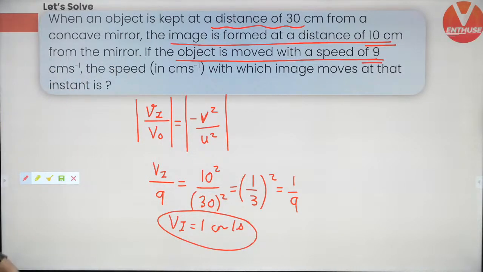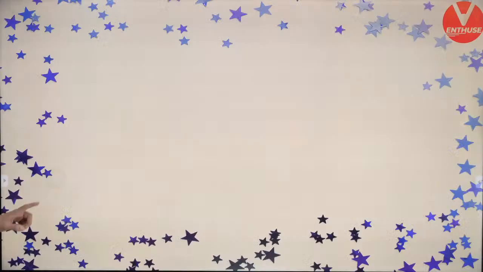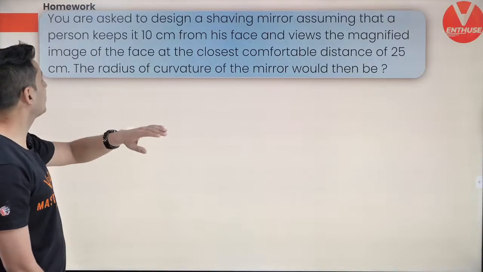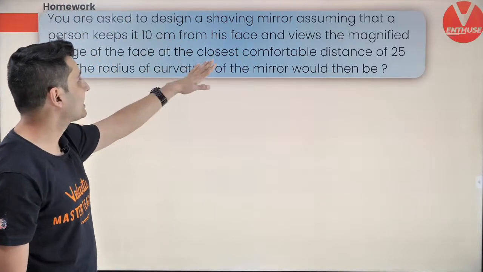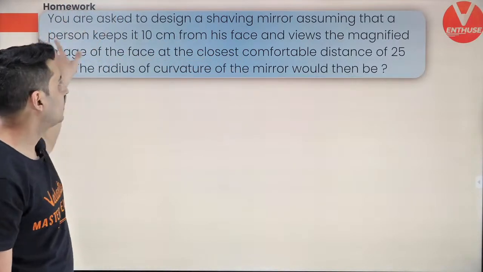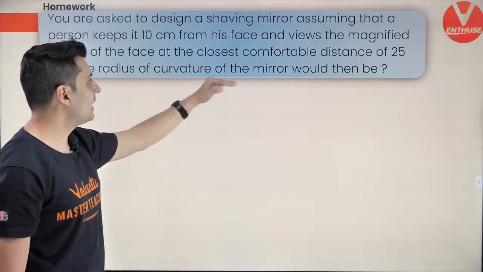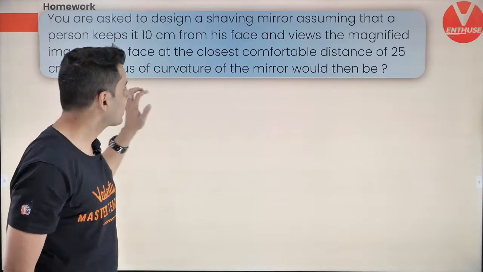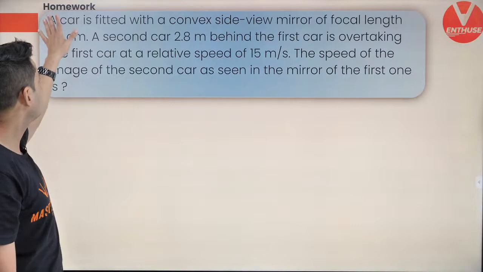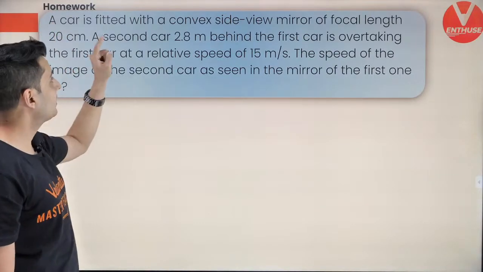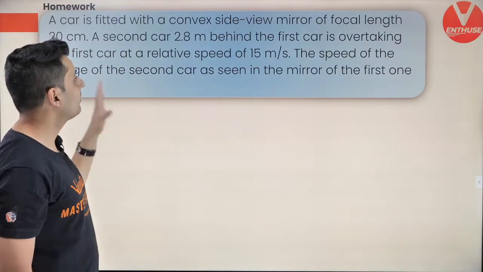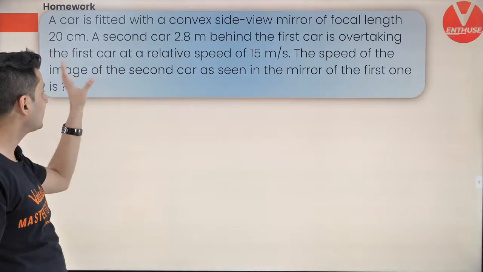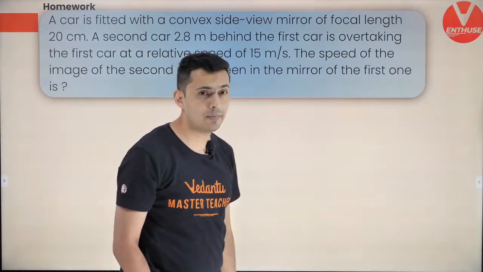Very good. Excellent. Now, this is your homework question for today. You have been asked to design a shaving mirror with so and so data. What should the radius of curvature of the mirror be? That's the first question for homework. Second question of homework: a car is fitted with a convex rear view mirror. Somebody is overtaking. Find the speed of the image as seen by the car, relative frame.